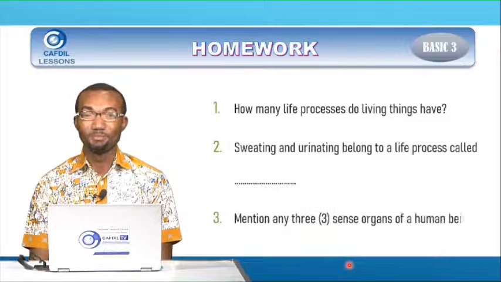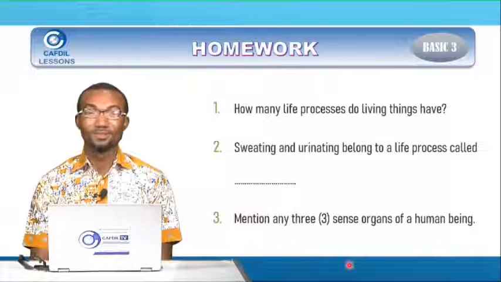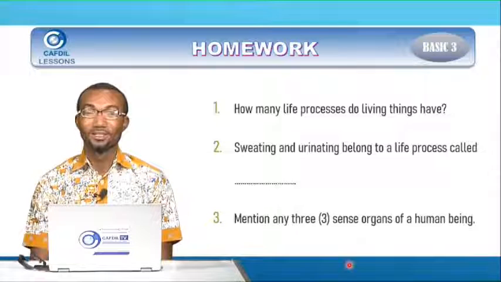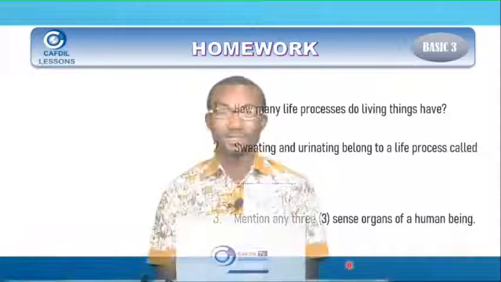And then 3, mention any 3 sense organs of a human being. We have 5 sense organs, so you mention any 3 of them. So this is your homework. Make sure you do it, and I trust that you will get all the answers correct and make your parents and me proud for paying attention to this lesson.